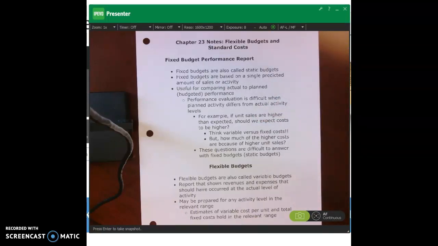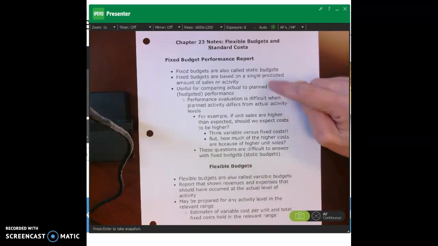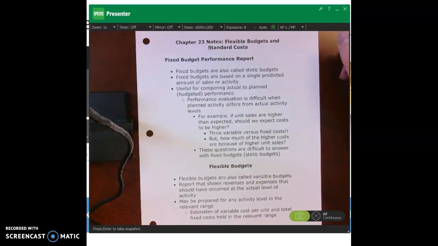So for example, if we made 110,000 bottles of soda, and we were only planning on making 100,000, we would expect some costs and expenses to be naturally higher simply because we made more bottles of soda, such as our materials costs, our ingredients costs, our labor costs. Basically, we would expect all of our variable costs to be higher if we made more than we thought we were going to make. So there are some limited benefits to our fixed budgets, okay?